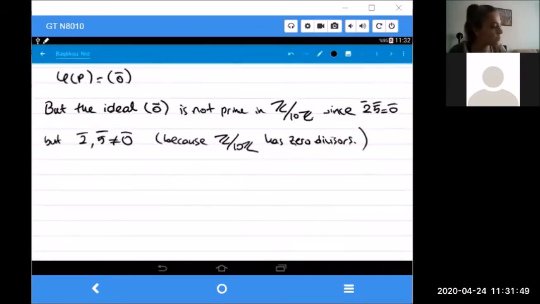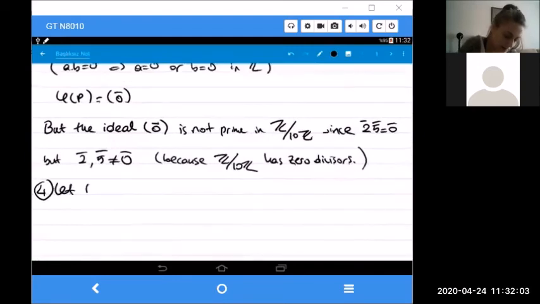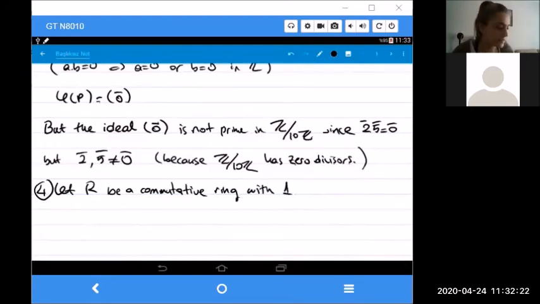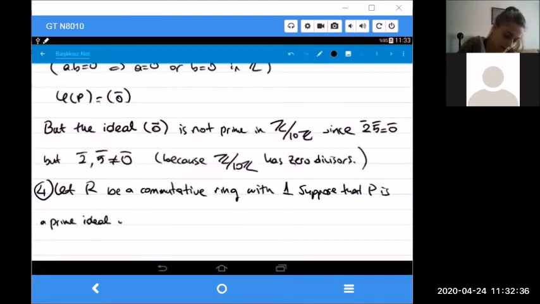Okay, let me continue with my actually last question for today. It is going to be a short lecture. Our fourth question. Now let R be a commutative ring with 1, with multiplicative identity, I mean. Suppose that P is a prime ideal of R, containing no zero divisors.